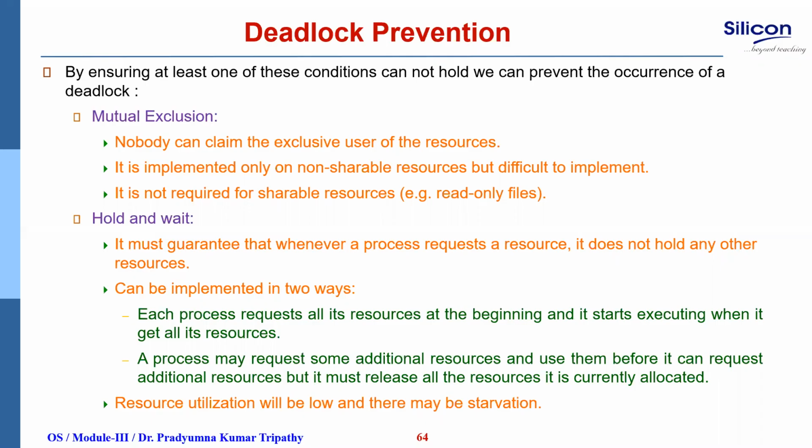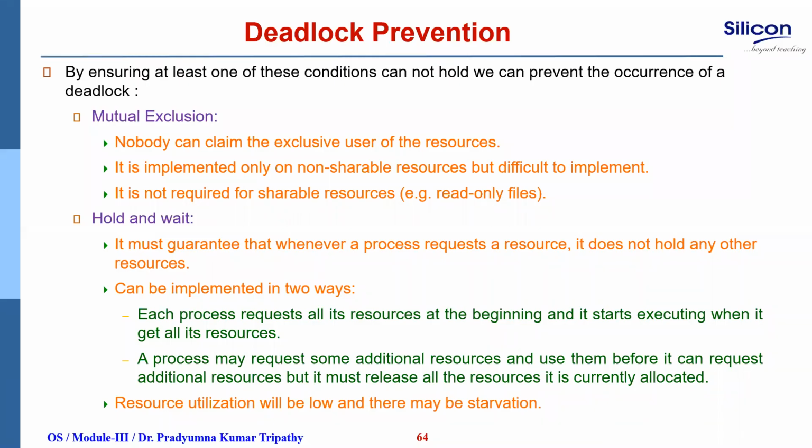Second one is that it may get half of the resources and start execution. But when it requests additional resources, it has to release all its previous resources. If any one of these is implemented, then the hold and wait condition can be avoided, can be prevented.